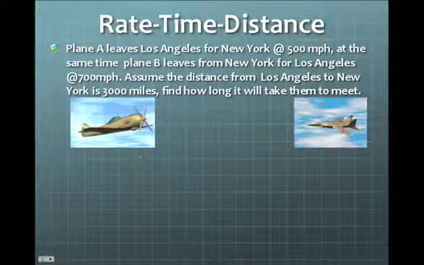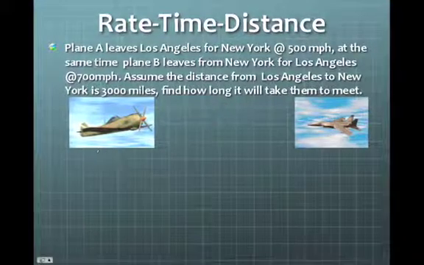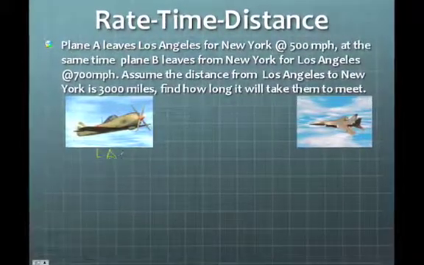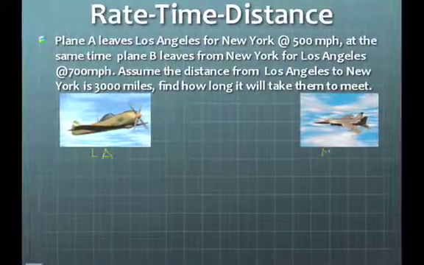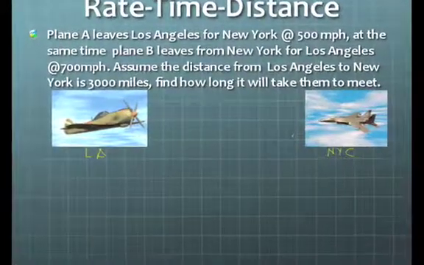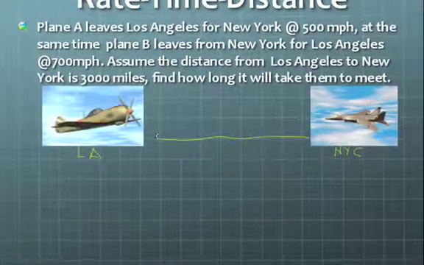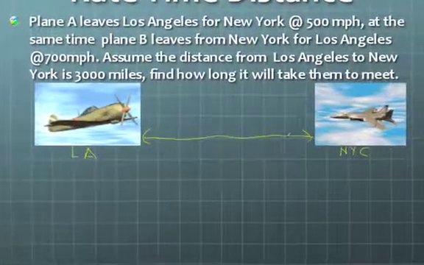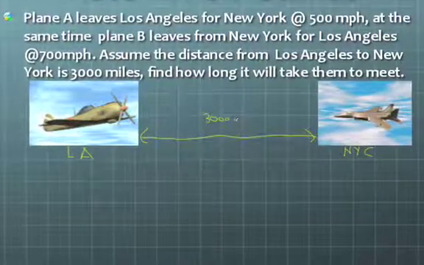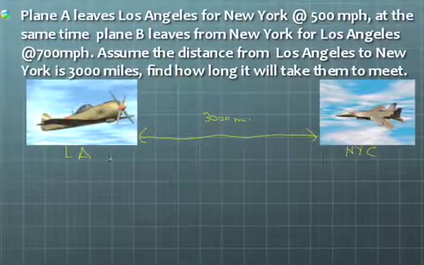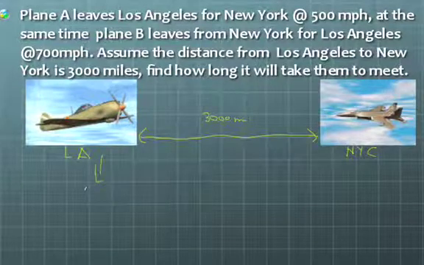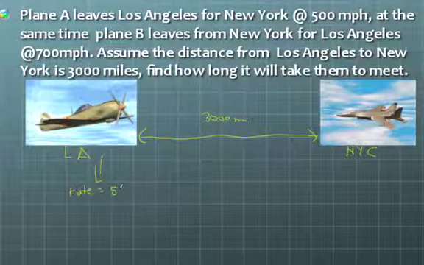Alright, so we have this plane over here, which leaves Los Angeles to New York. So this plane is from LA. And this plane over here is from New York City, right? And the distance between the two planes is 3,000 miles. Okay, so the first plane is traveling at the rate of 500 miles per hour, and the second plane is going at 700 miles per hour.